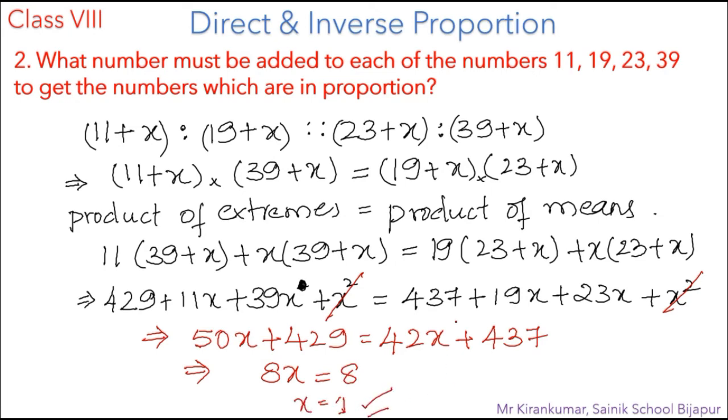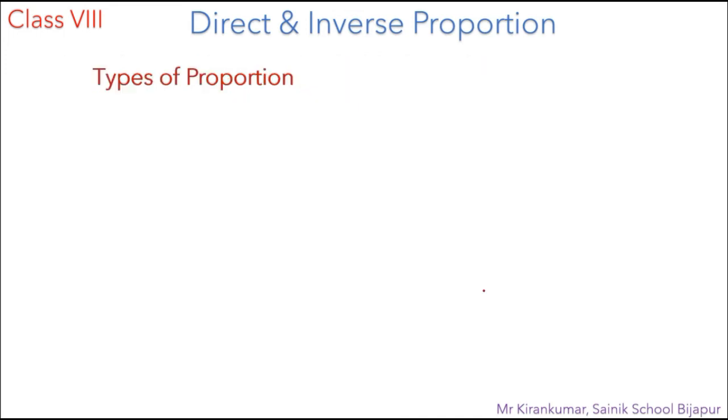So 1 is that number which is to be added to all these 11, 19, 23 and 39, so that they will be in proportion. This is a different type of question which was related to proportion. Now we shall discuss, there are two types of proportion. One is called as a direct proportion, the other one is called as inverse proportion.